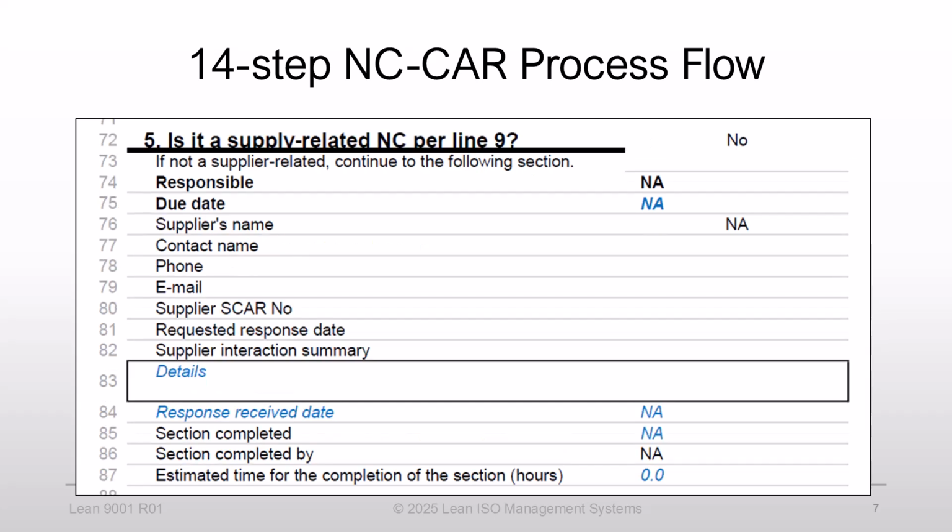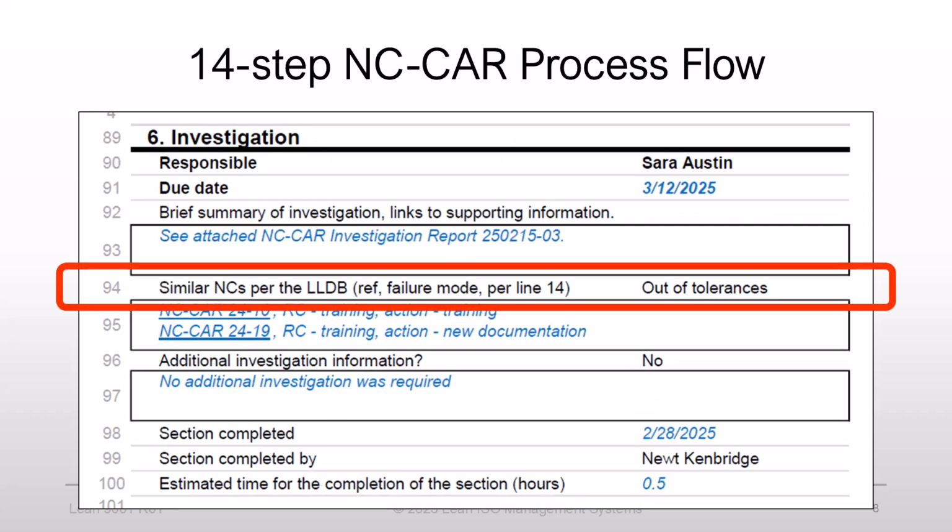In the next step, we will document information related to the supplier if the event was due to the supplier's error. If it were, we would identify the supplier's name, contact name, phone, email, supplier SCAR number, requested response date, and the communication summary.